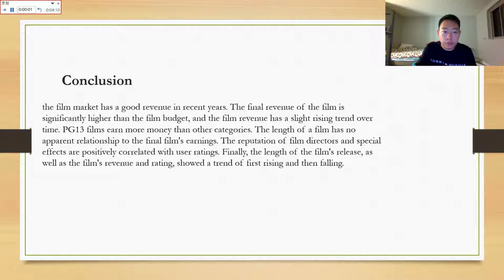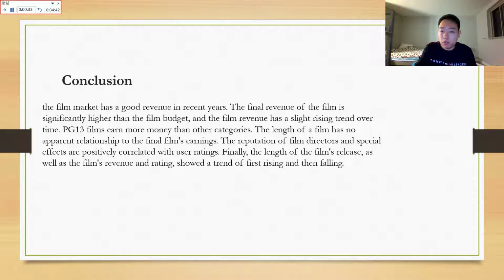Last part, conclusion. The film market has a good revenue in recent years based on our bar charts, and the final revenue of the film is significantly higher than the film budget. The film revenue has a slight rising trend over this time. PG-13 movies earn more money than any other categories. The length of the film has no apparent relationship to the final film's earnings. The reputation of the film directors and the special effects are positively correlated with the user rating.